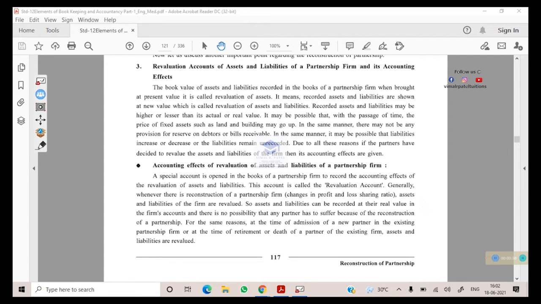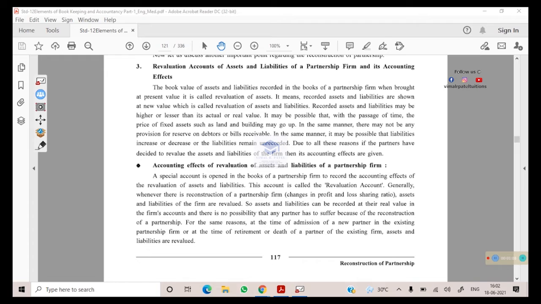This profit out of revaluation, or if there is a loss out of revaluation, will be distributed amongst the old partners. Before giving admission to the new partner, the old partners will share this profit among themselves. Suppose two partners have been running a business for 10 years; whatever profit they have made, they won't share with the new partner because the new partner hasn't contributed anything. So this profit or loss on revaluation will be distributed among the old partners in their old ratio.